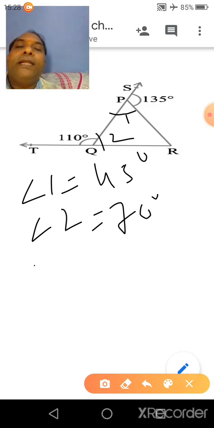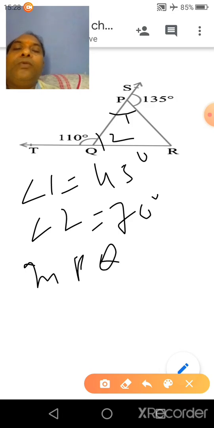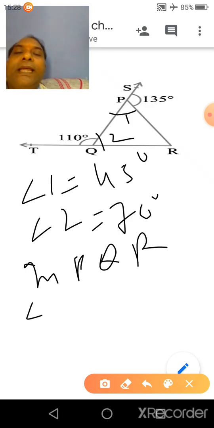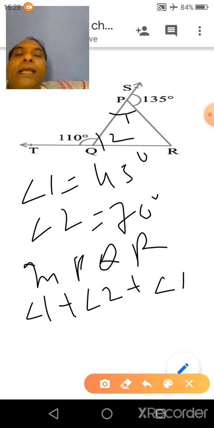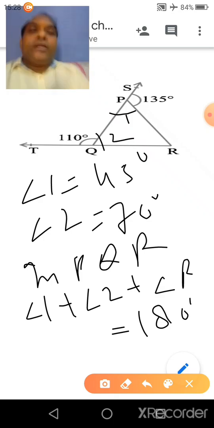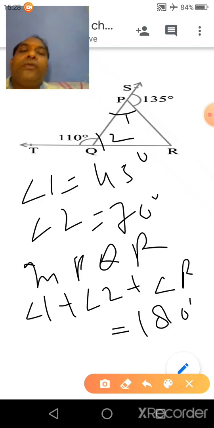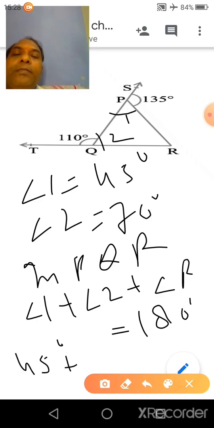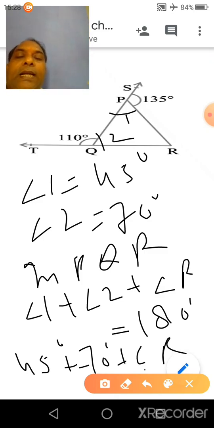Now in triangle PQR, angle 1 plus angle 2 plus angle R is equal to 180 degree. Angle sum property of a triangle. So put the value of angle 1 and 2. So 45 degree plus 70 degree plus angle R is equal to 180 degree. Clear?